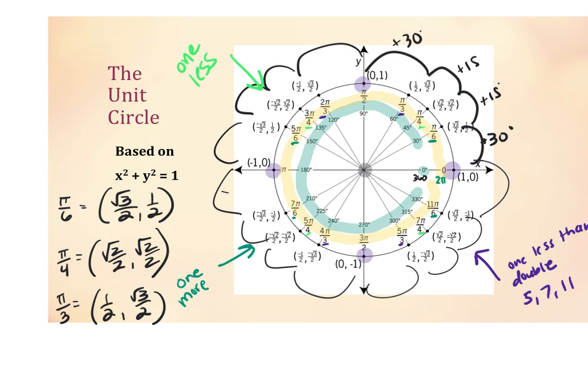And then the only things that change are your signs as you go around your circle. In the first quadrant, they are both positive, because your x and your y are both positive. In the second quadrant, the x is negative and the y is positive. In the third quadrant, they are both negative. And in the fourth quadrant, the x is positive and the y is negative.